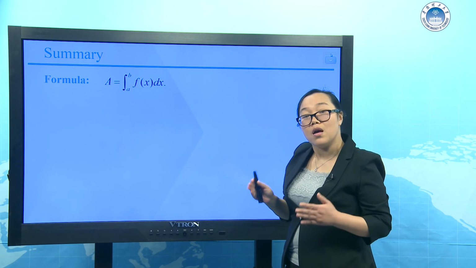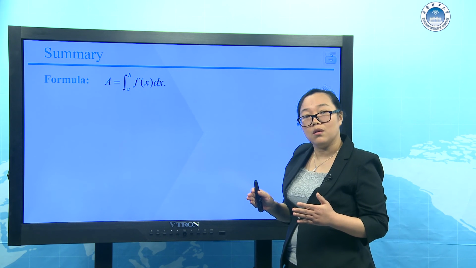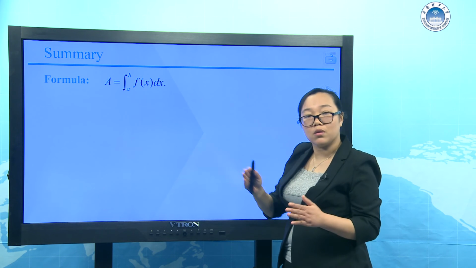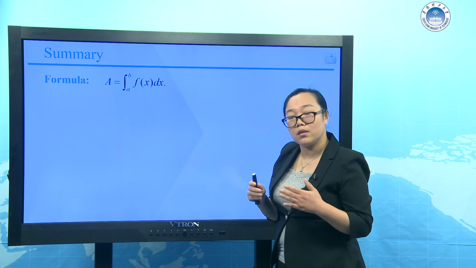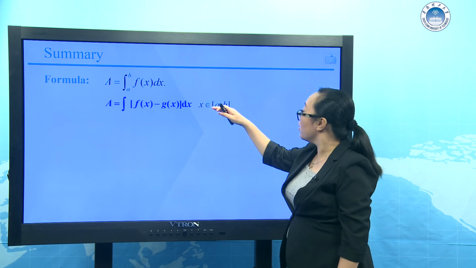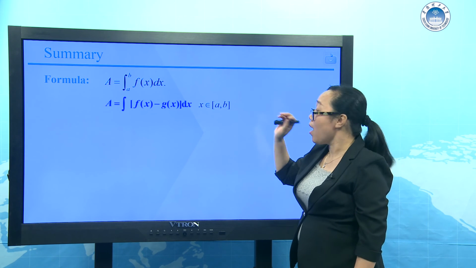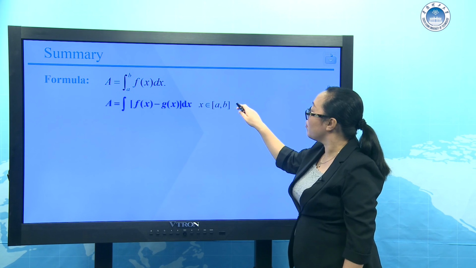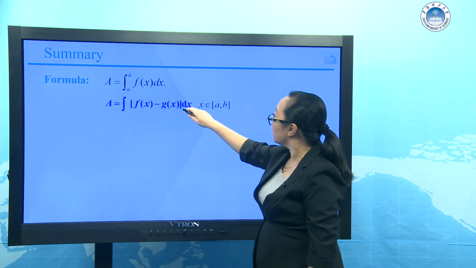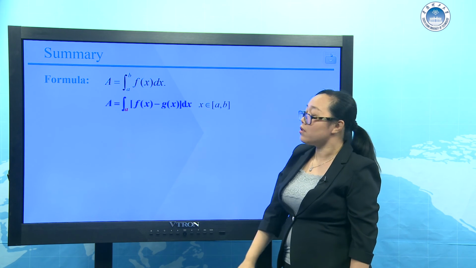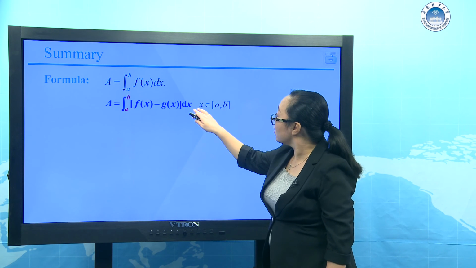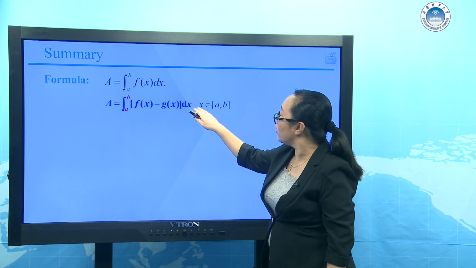Pay attention to the geometric meaning. Maybe the corresponding definite integral is sometimes positive, sometimes negative. There are 2 cases for the different integral variables. When x is between A and B, the corresponding area equals this expression, with x from A to B. Pay attention to x being our integral variable.